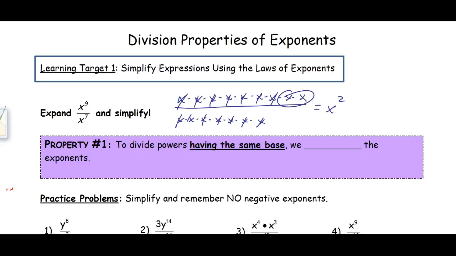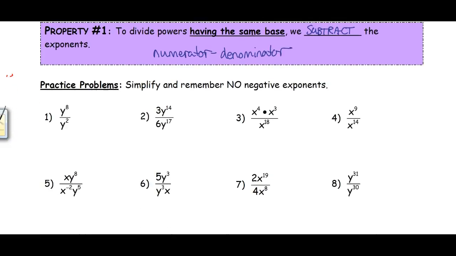So our property number one: to divide powers having the same base, we subtract the exponents. It's the numerator minus the denominator. Let's give these a couple tries. Simplify, and remember that you cannot have negative exponents.